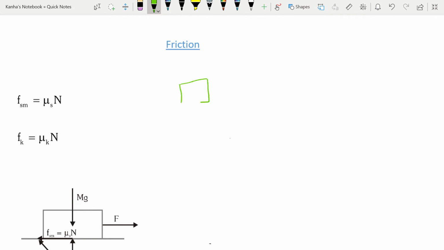Let's say I have two blocks that are kept on each other. I've made them separately, but A is kept on B. Now if I try to pull my block to the right side, what is actually happening? It has a contact. This is the surface, and A is in contact with this surface of B. Now because there is some roughness on both the sides, on A and on B, my frictional force will try to oppose the relative motion between these two.